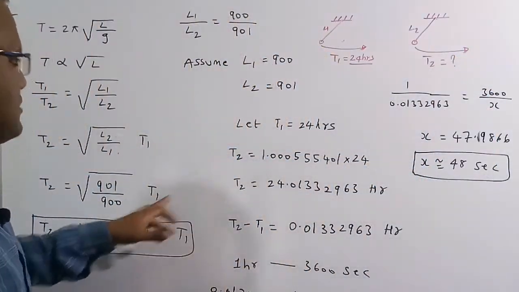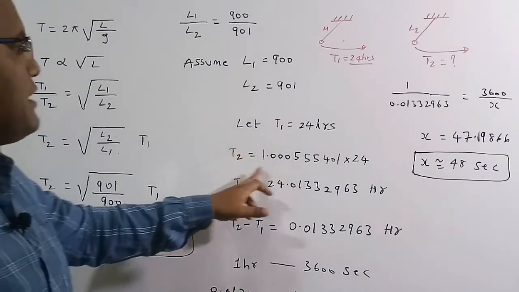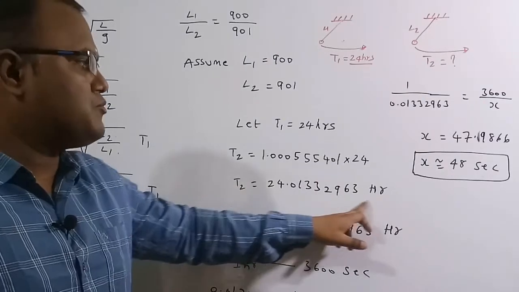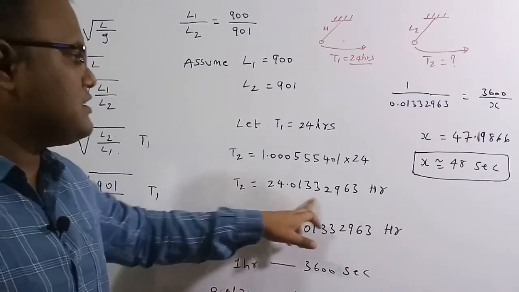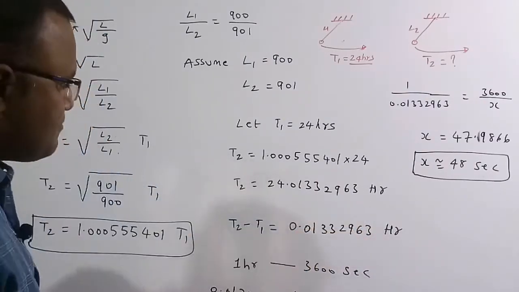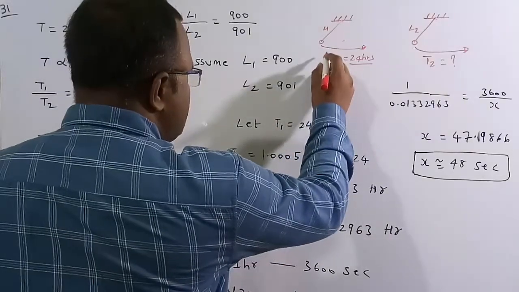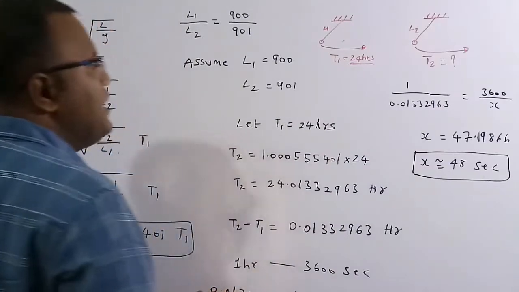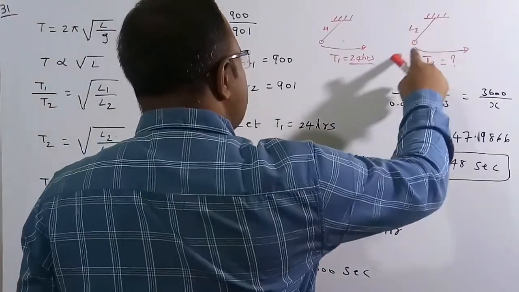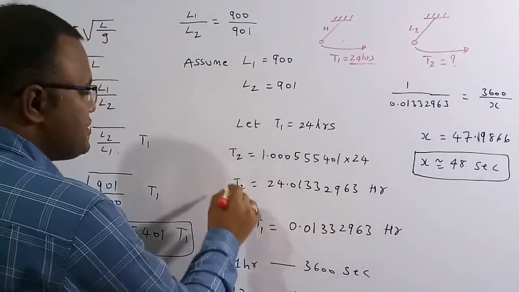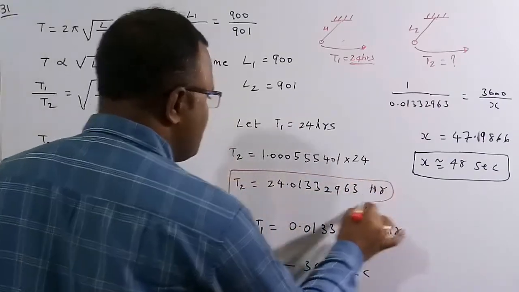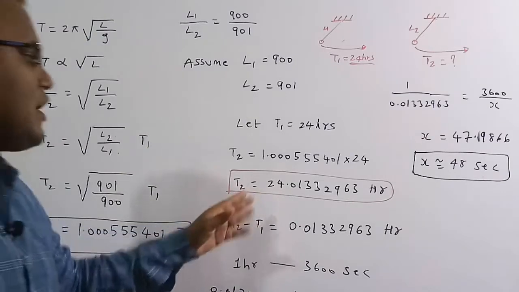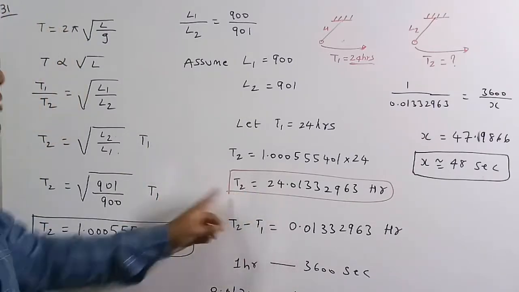So here, in place of T1, I substitute 24 hours. Finally, this is the value which I am going to get: 24 point this value, in hours. For the first pendulum, in order to make one complete swing, it is going to take 24 hours. But for the second pendulum, in order to make one swing, it is going to take slightly more than 24 hours, a small amount more than 24 hours. So I want to know the subtraction of T2 minus T1.